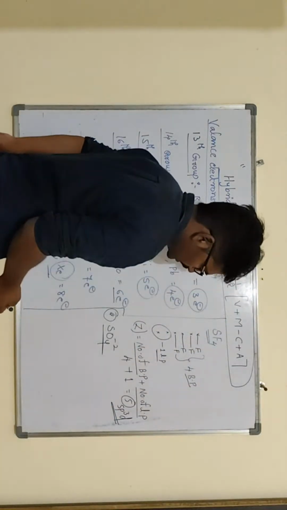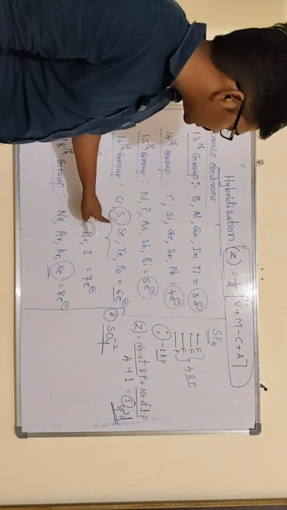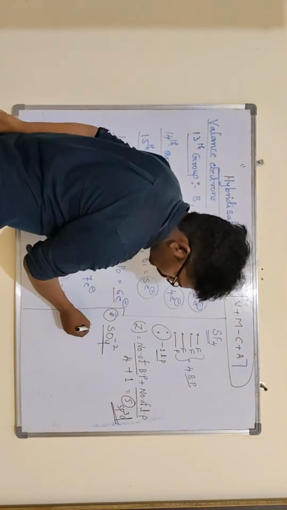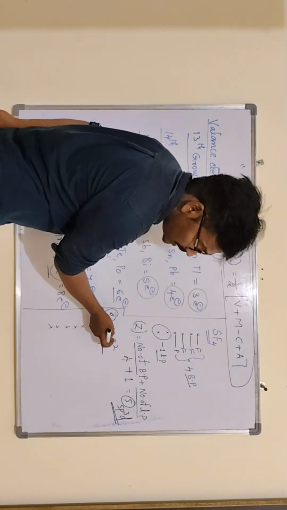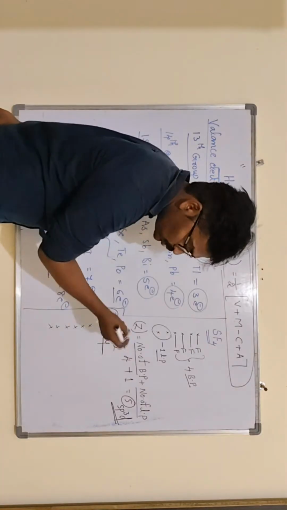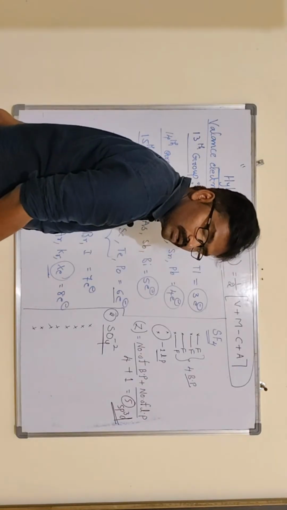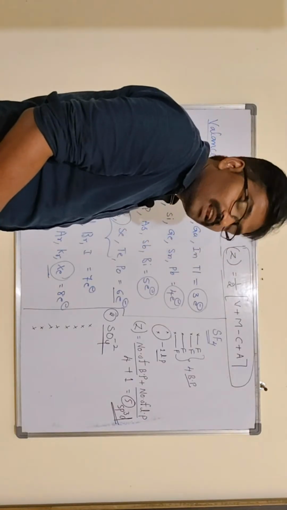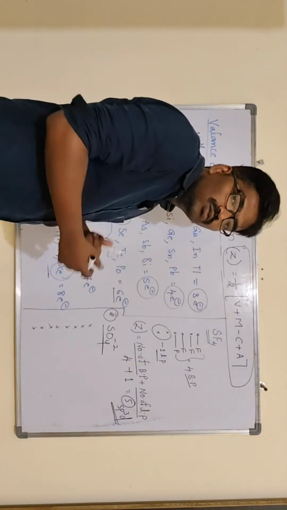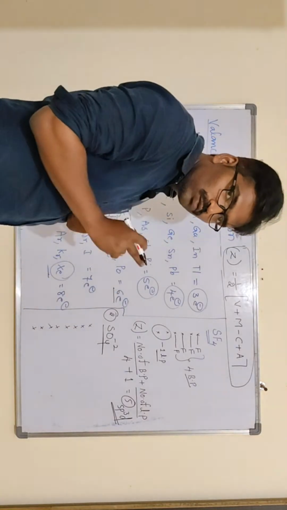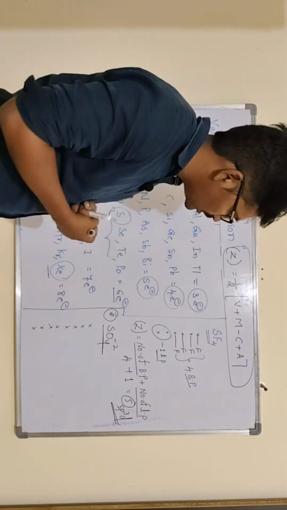So what is this trick? Just finding out the valence electrons. How many valence electrons are there in sulfur? 6. So 1 2 3 4 5 6. Whenever a negative charge is there, like minus 2, you have to add 2 electrons. In case a positive charge is there, you have to remove electrons from the valence electrons. So in case plus 1 is there, 1 electron you have to remove. Plus 2 is there, 2 electrons we have to remove.